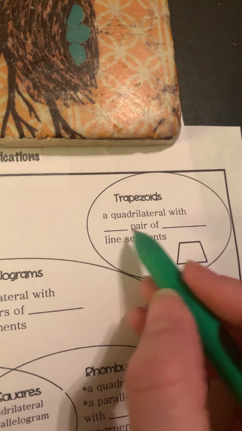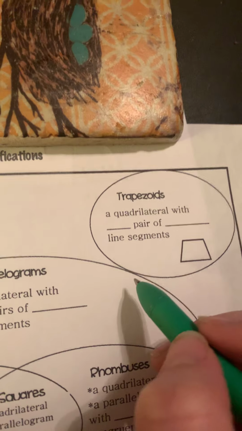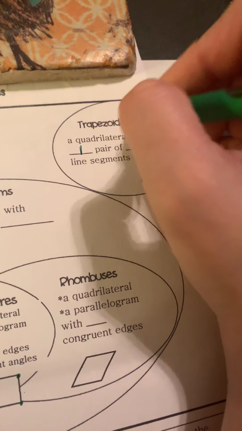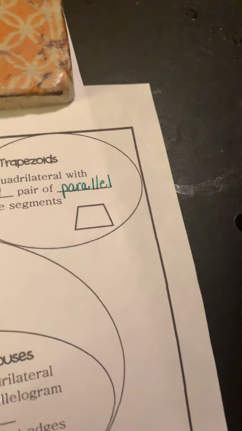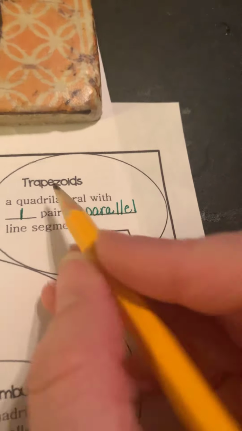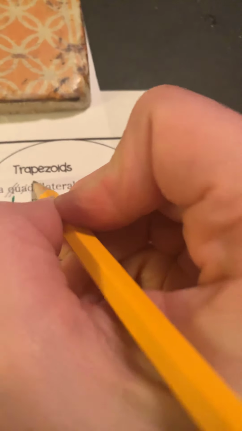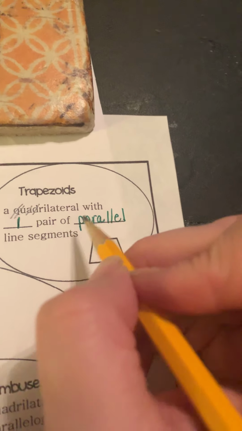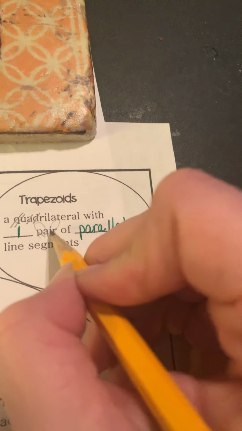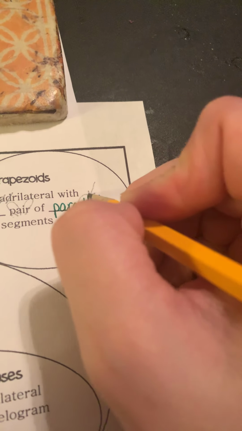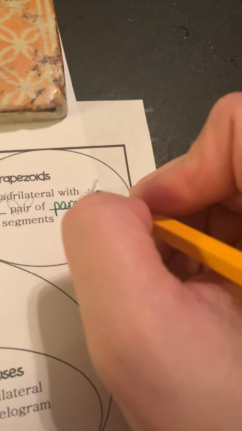Which are quadrilaterals with blank pair of blank line segments. Does anyone remember how many pairs it has? Maybe someone remembers it has one pair. One pair of what? They may not remember that. Parallel. Trapezoids are a quad, so they are a four-sided polygon with one set of parallel. Now remember, pairs have two, like a pair of shoes. It takes two shoes, a pair. One set has two in it. And parallel tells you right there, it's line segments that run side by side and never touch.